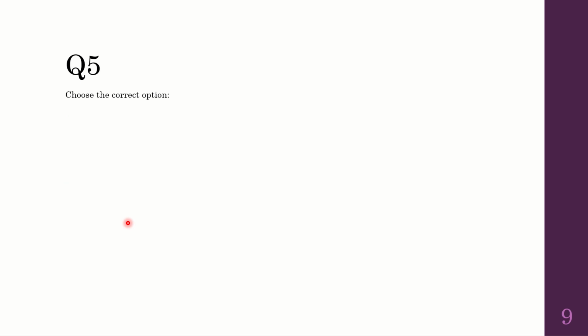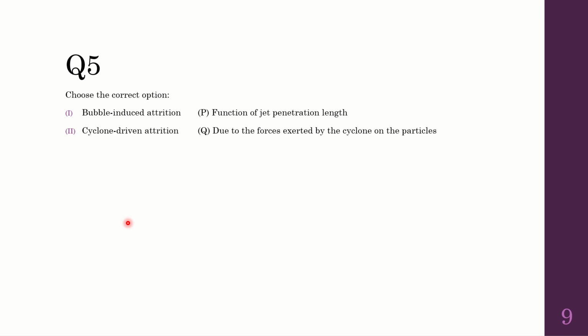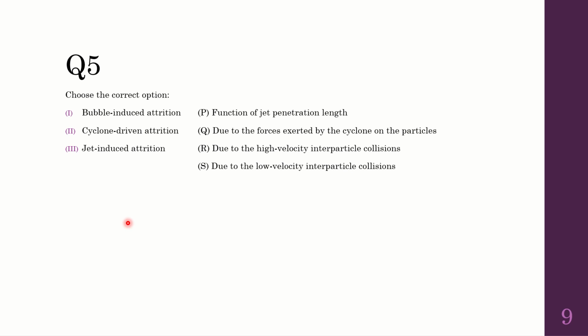In question 5 it is asked to choose the correct options. So option 1 is bubble induced attrition. For that we have function of jet penetration length. Option 2 we have cyclone driven attrition and jet induced attrition. So option Q we have due to the forces exerted by the cyclone on particles, and due to the high velocity interparticle collisions, due to the low velocity interparticle collisions.